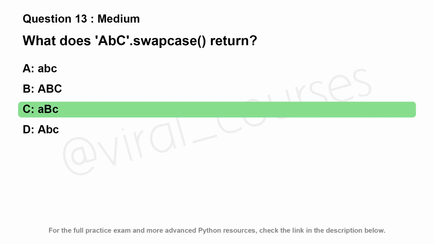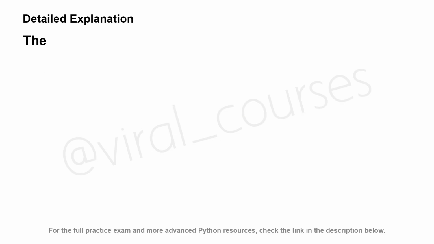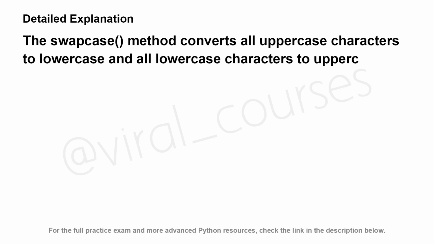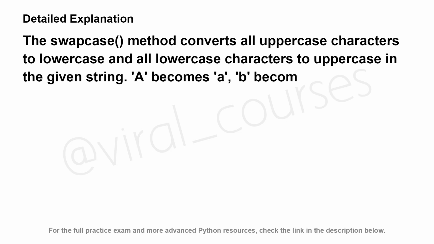The correct answer is C. The swapcase method converts all uppercase characters to lowercase and all lowercase characters to uppercase in the given string. a becomes A, B becomes b, and c becomes C.